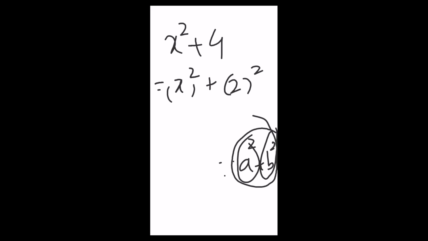Now see, a square plus b square and x square plus 2 square look the same. So you can easily say that x plus 2 and x plus 2 are the factors of x square plus 4. Got it? Okay, so that's for today. You can practice this question, and inshallah we will have some more questions in tomorrow's class.